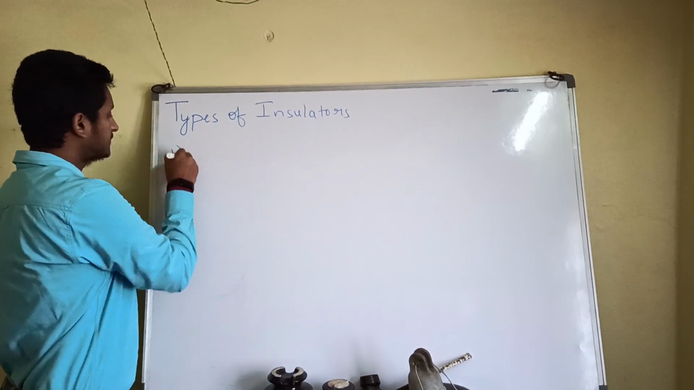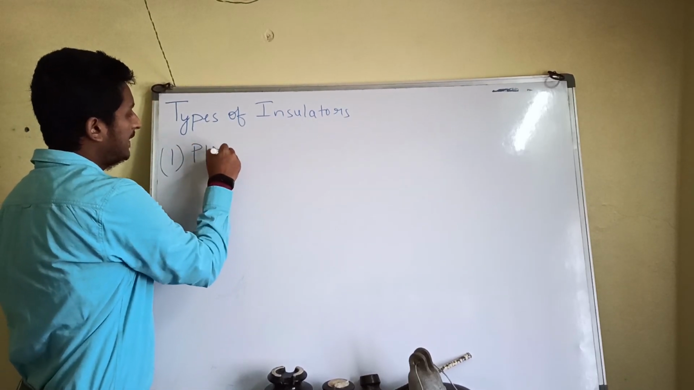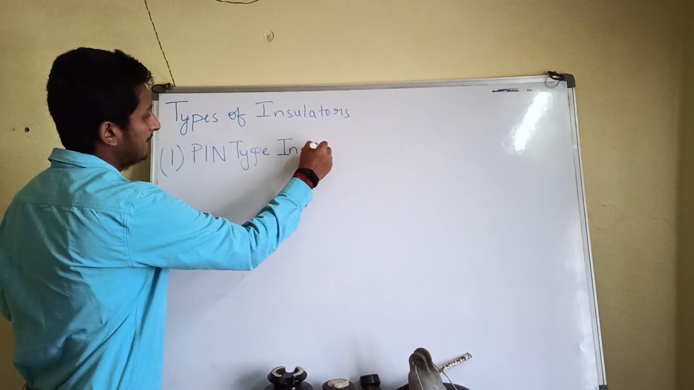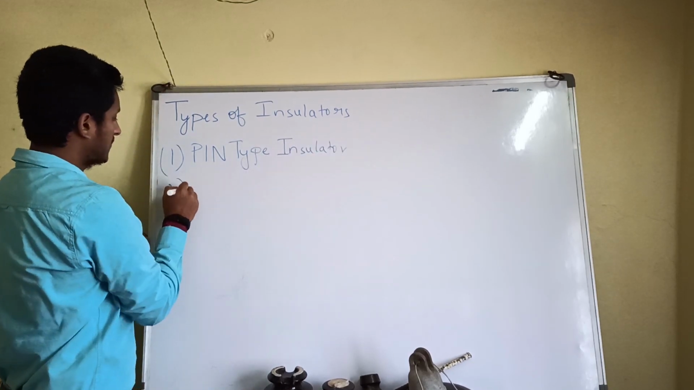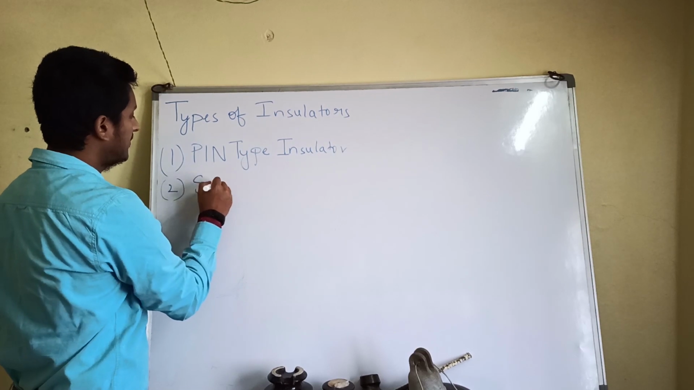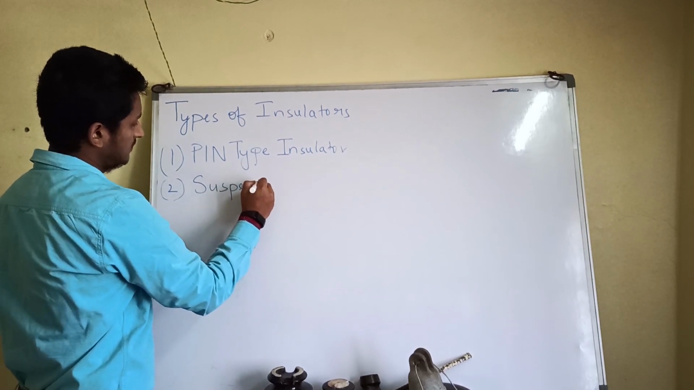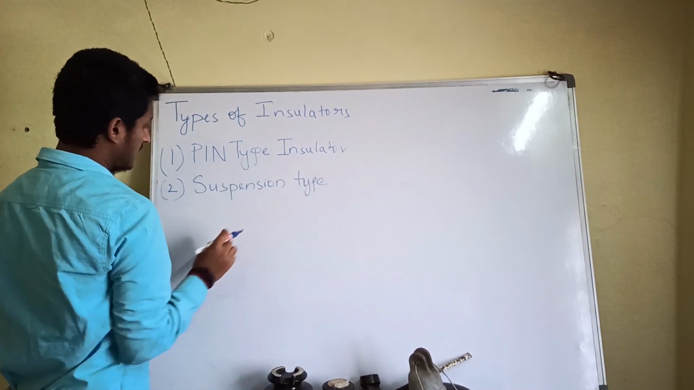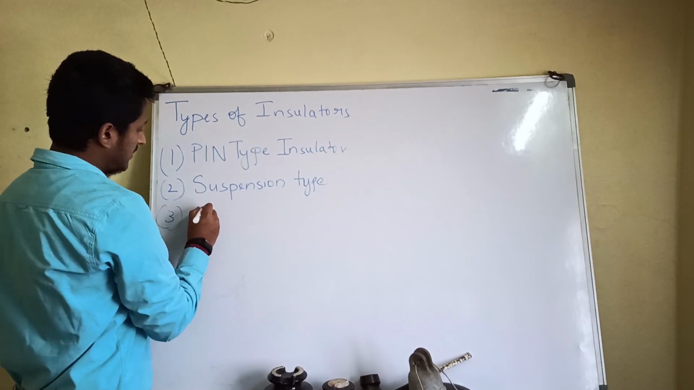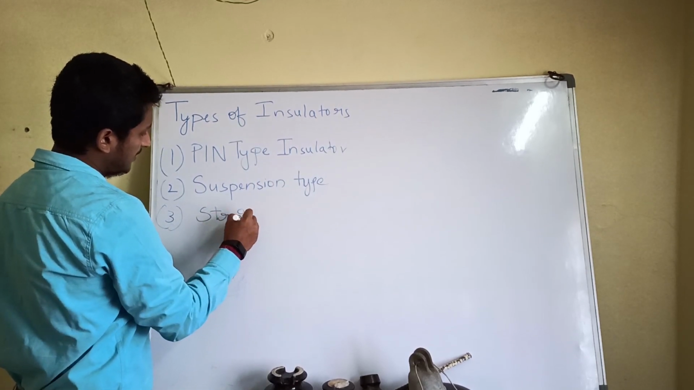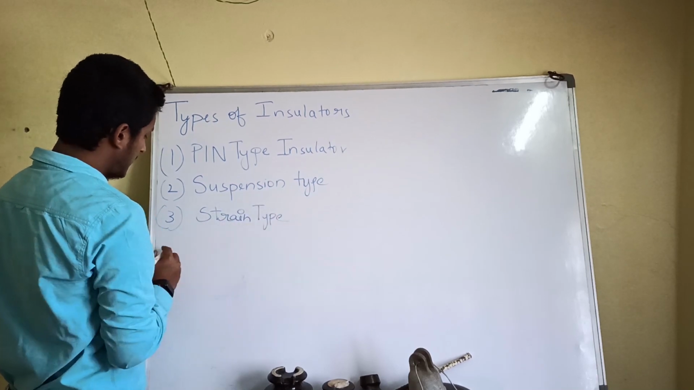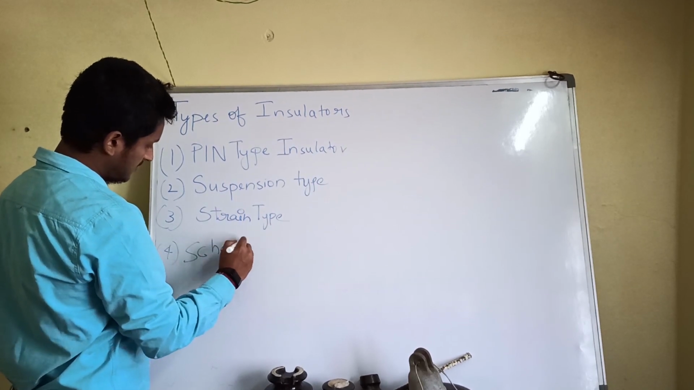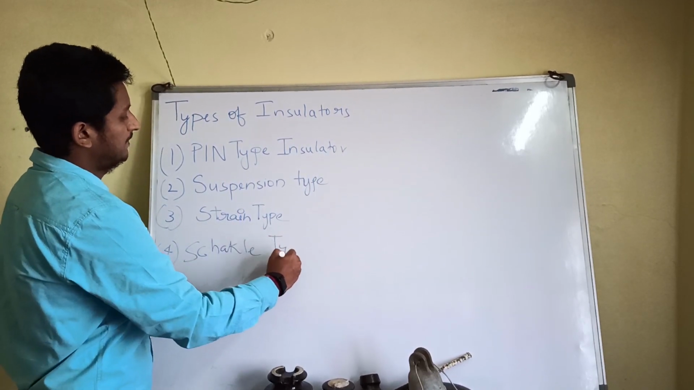The first one is pin type insulator. Second one is suspension type insulator. Third one is strain type insulator. Fourth one is shackle type insulator.